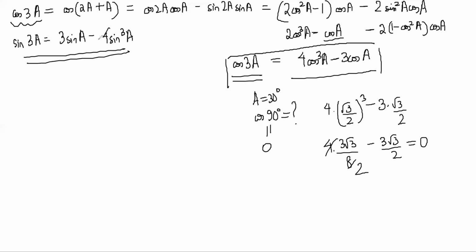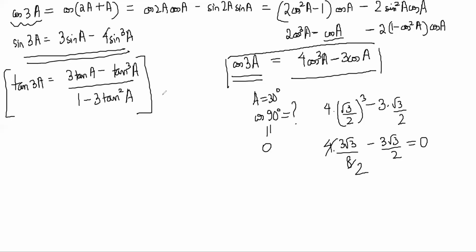Similarly, I will leave it to you to prove that tan 3A is equal to 3 tan A minus tan cube A by 1 minus 3 tan square A. You can prove it yourself, same method. Tan of 2A plus A you have to do and use the formulas for tan 2A, right? Tan 2A was what? 2 tan A by 1 minus tan square A. So all of the double angles, triple angles and all you can find out, right?